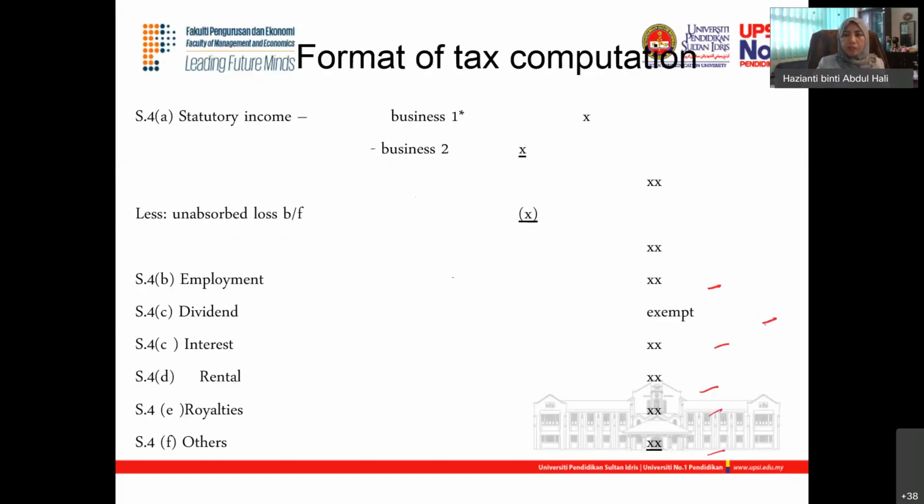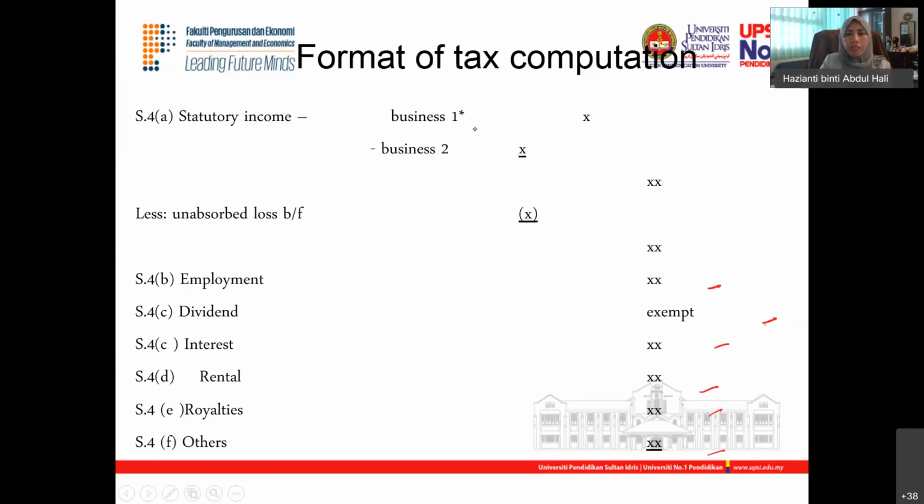Alright, so this is the format we will prepare. As you have seen so far, we have section 4A, business 1, business 2, if the person has 2 businesses. If one person has everything, they have business, employment, dividend, interest, rental, royalties and others. So up to today we have covered section 4A to F, looking at one type of business. If there are 2 businesses, we calculate like before until the last figure, the statutory income, and bring it here. Then calculate the tax.